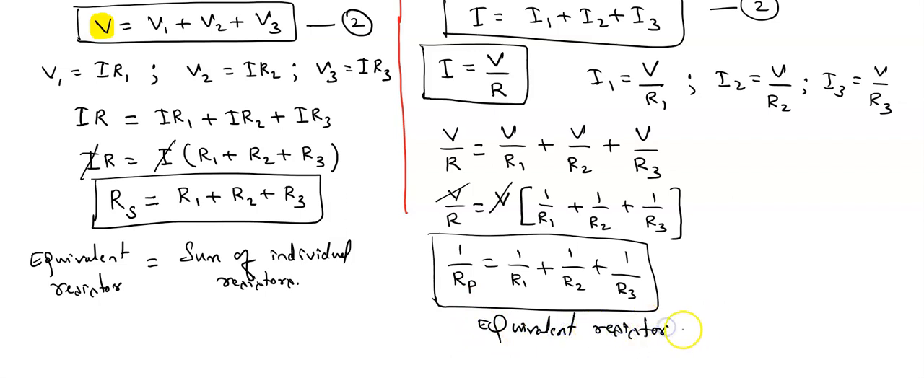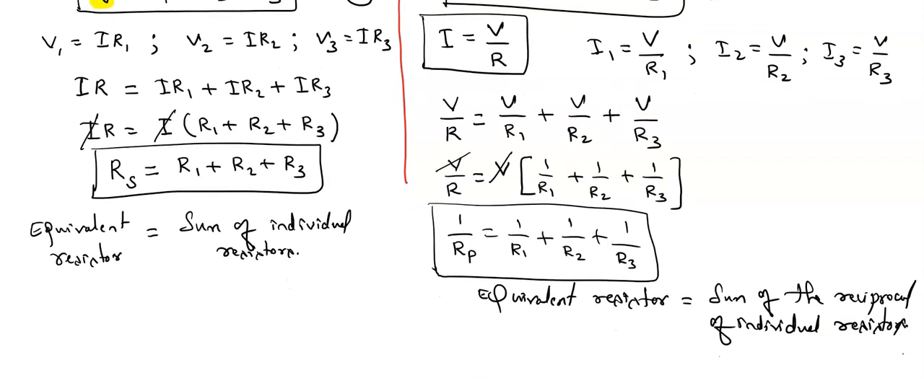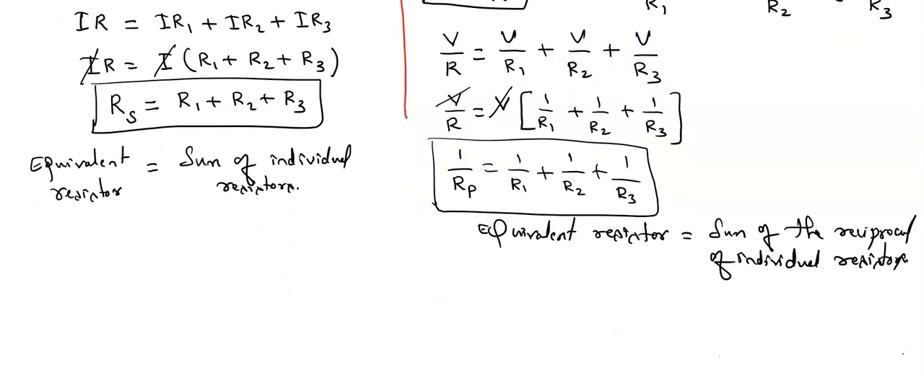The equivalent resistance will be the sum of the reciprocal of the individual resistors. Sum of the reciprocal of the individual resistors. I hope I have solved the derivation.